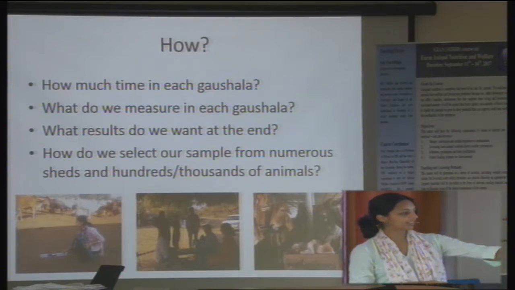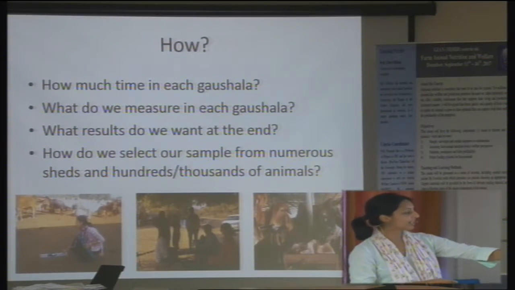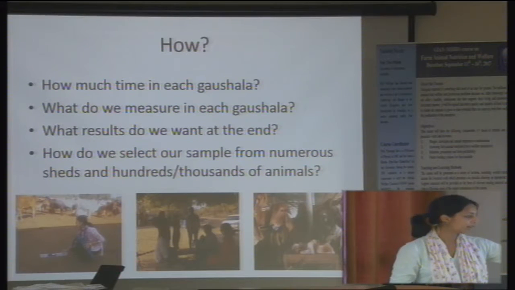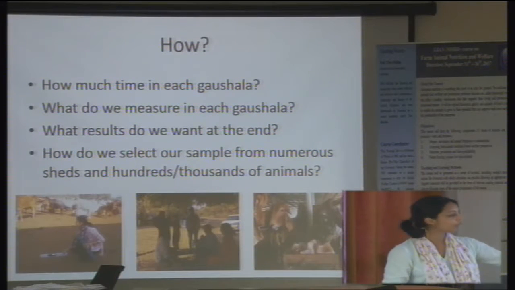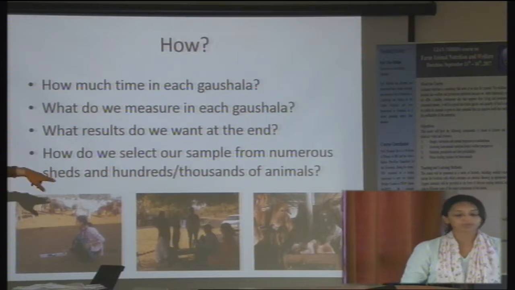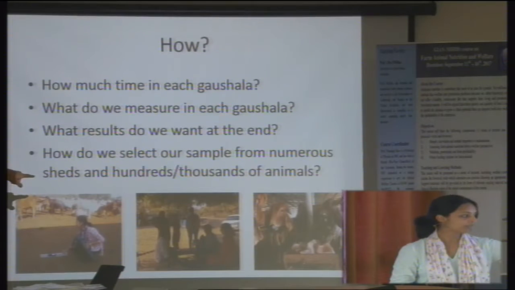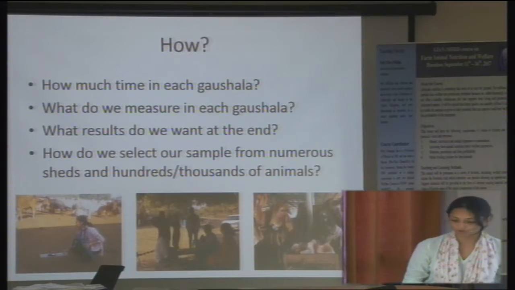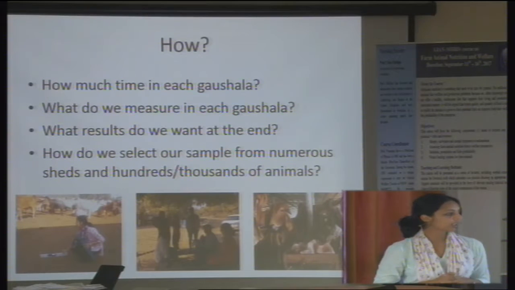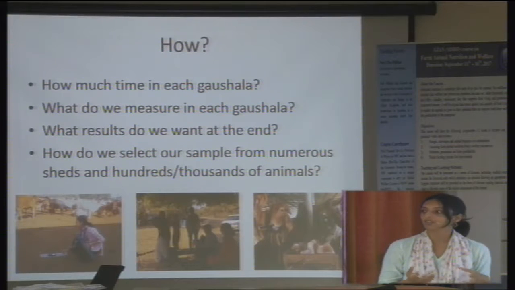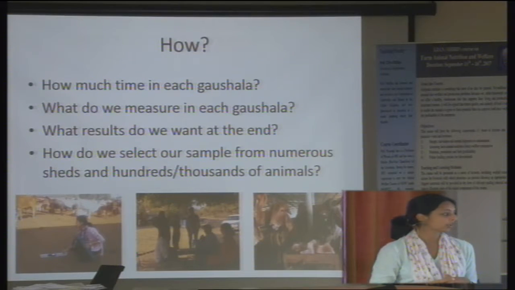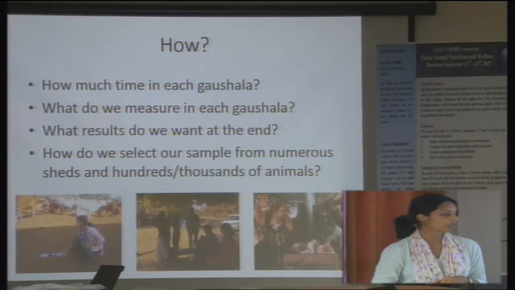So again, this is just examples of what we did. Here we're looking at the environment. I'm measuring the gradient of the floor. Here we're looking at the human-animal interaction. So we're actually, this photo, the middle photo, is us talking to community members, but we did a similar thing talking to the managers and to the staff who actually work in the Gaushala, asking them a whole lot of questions.